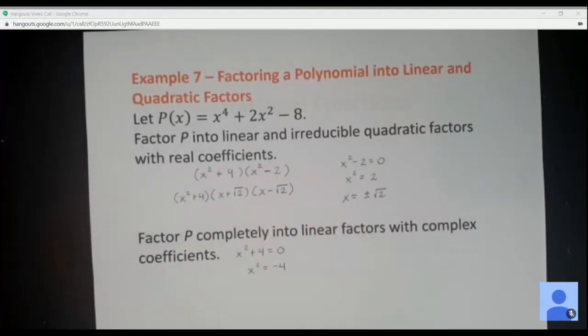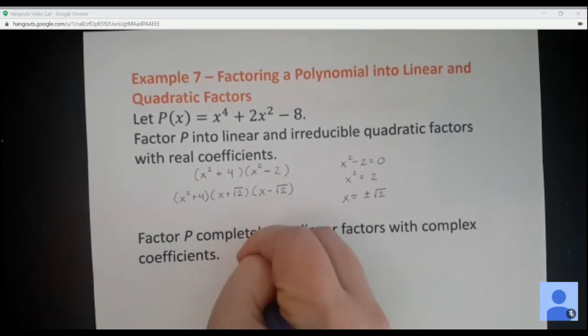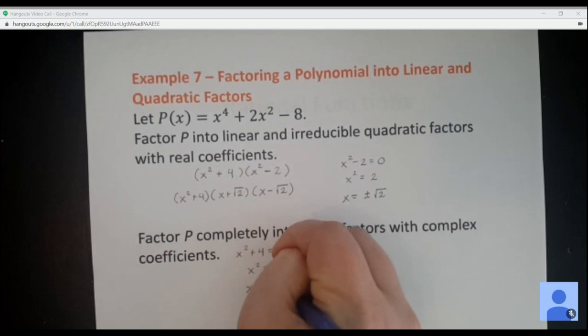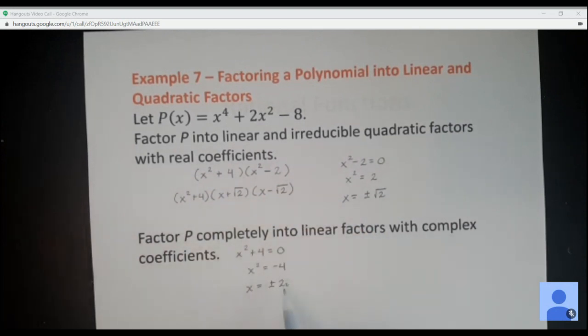And so this, when I take the square root, what am I going to get? Good. And don't forget, we still need plus or minus. So it's going to be plus or minus 2i, because the square root of 4 is 2. The square root of a negative value gives us the i, so plus or minus 2i.